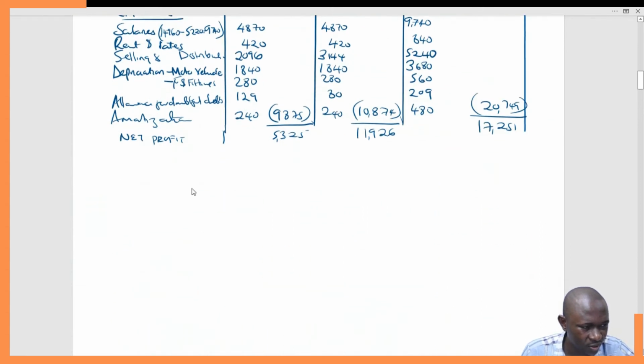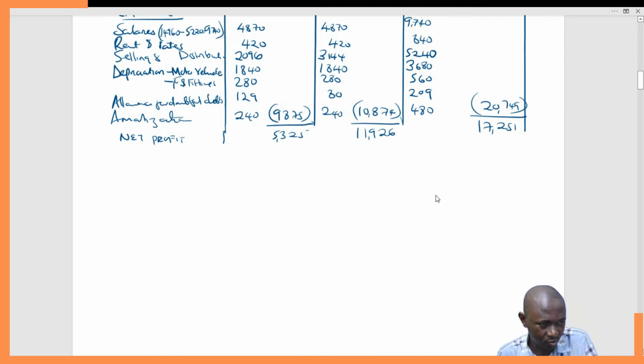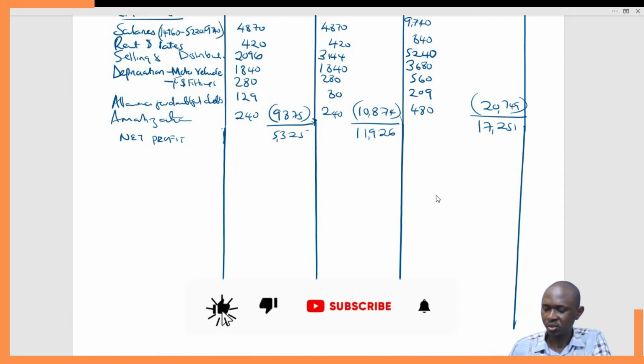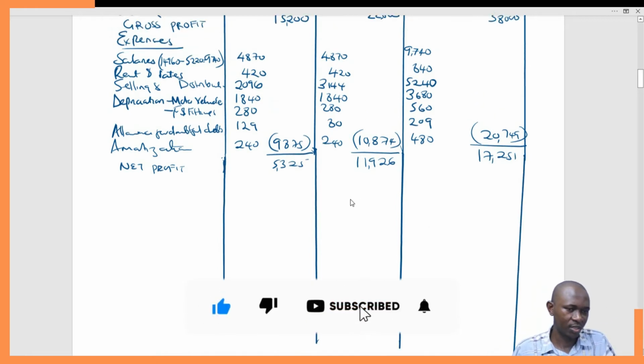So then, let's continue the appropriation account. We continue. The struggle continues. So let's continue. Let's extend these lines so that we can have enough room to continue working our stuff. Yeah, good. So that is net profit. You have it there.